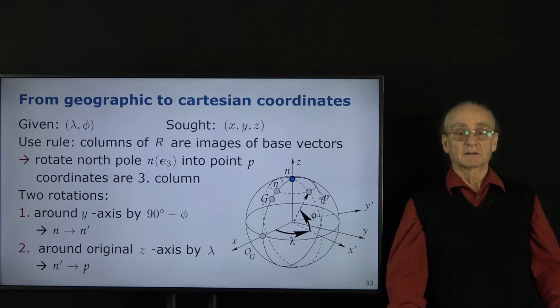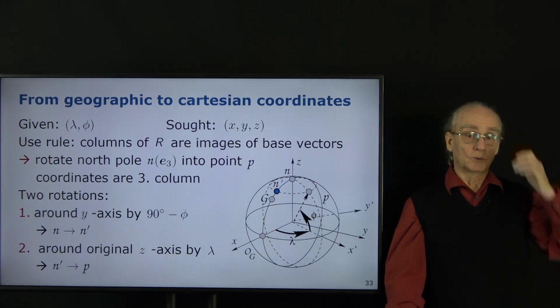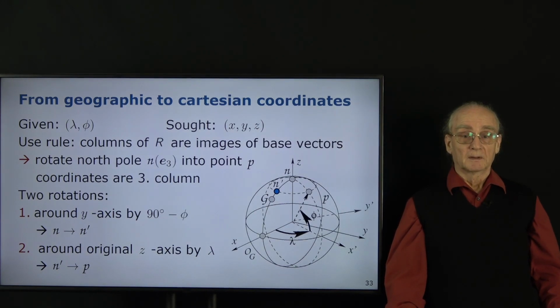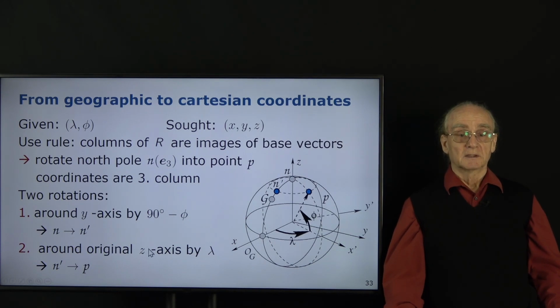phi as P. So let's do this rotation. The point N moves to N prime. And then we move from here around the z-axis by lambda and get the point P. So we have two rotations, one around the y-axis by 90 minus phi. This is phi from here to here, so this is 90 minus phi. So this would be the first rotation, and then the second is we rotate by lambda around the z-axis.